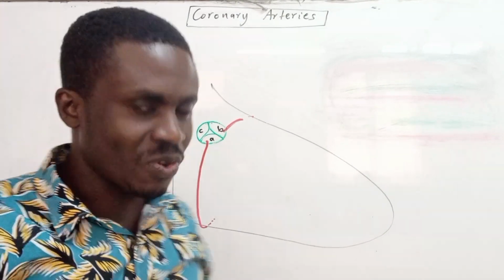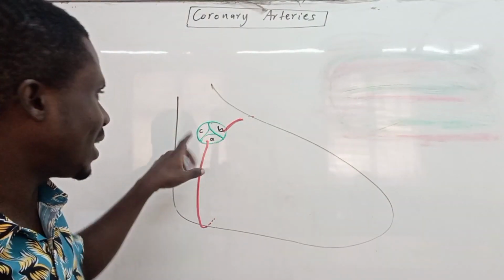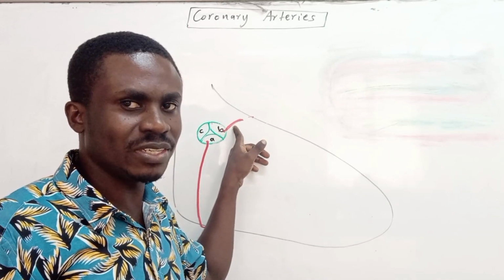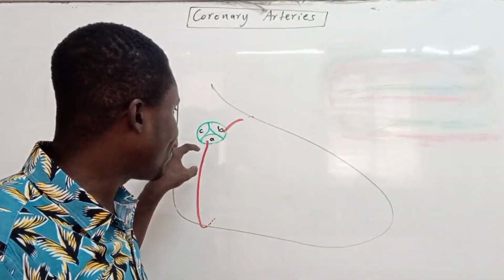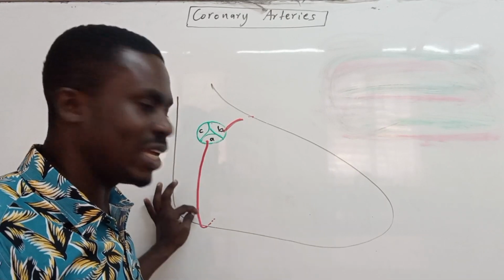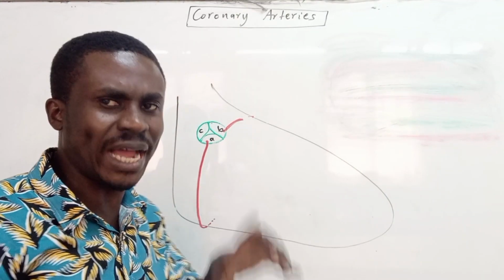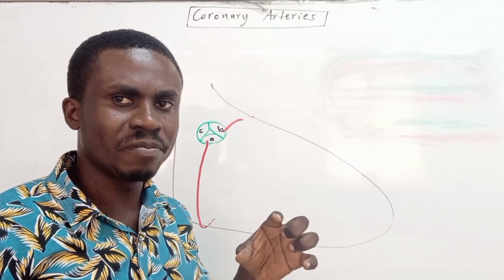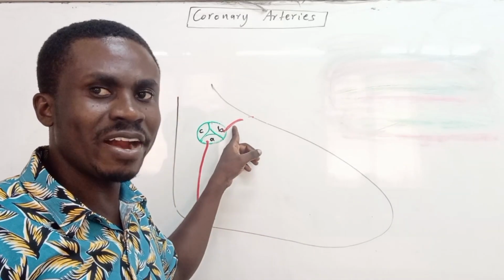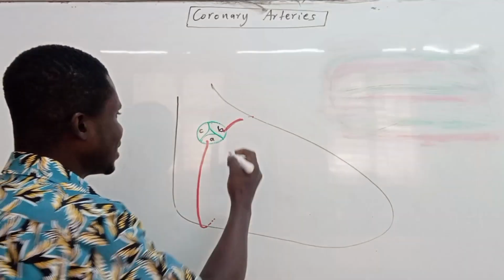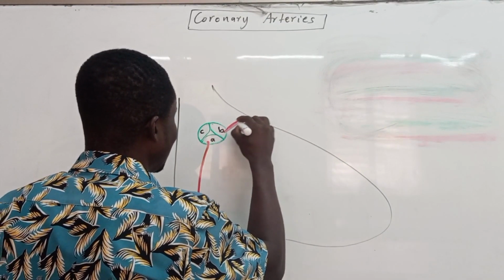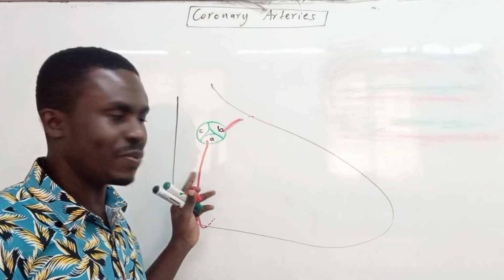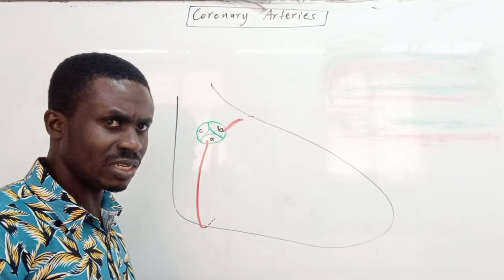Now, from the right coronary, if I'm comparing the right and the left coronary arteries, as you see over here, the trunk of the right coronary artery is longer compared to that of the left. However, the left is a bit thicker compared to that of the right. It's a bit thicker but shorter in this manner.